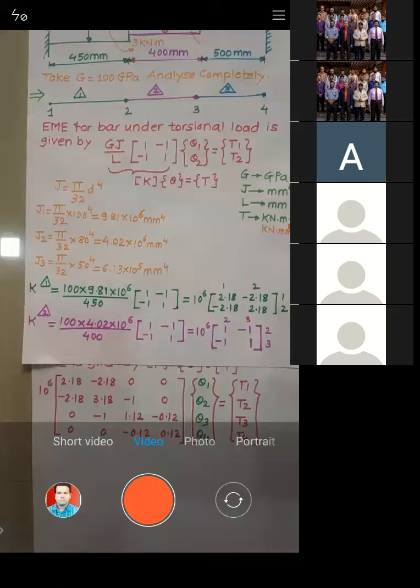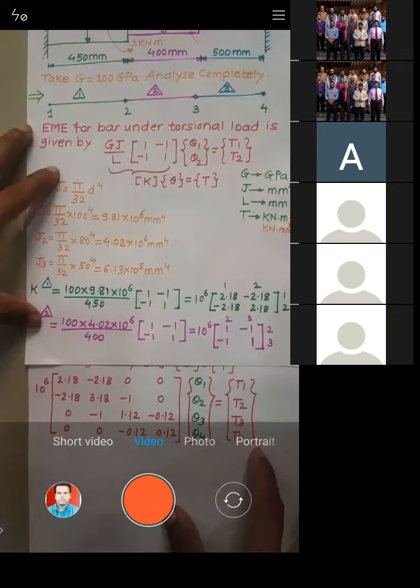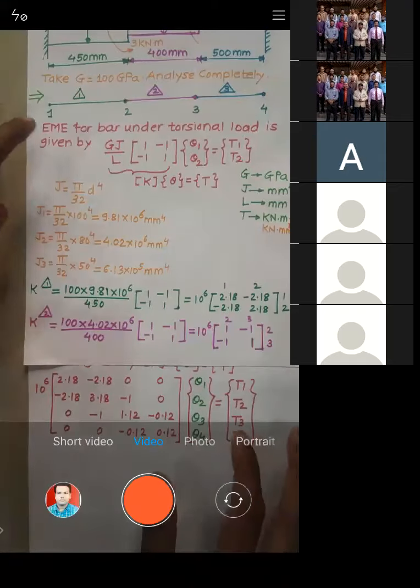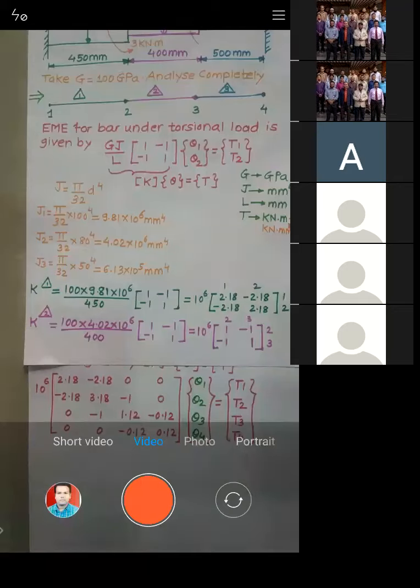Sir, element 1 and 4 are fixed now. Yeah, not element number 1 and 4. They are node 1 and node 4 that are fixed. See, node 1 and node 4 are fixed. Right. Exactly.